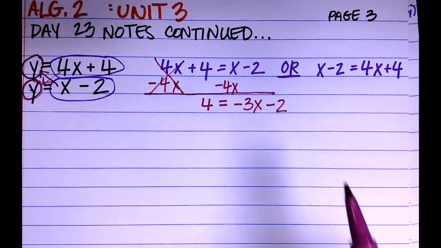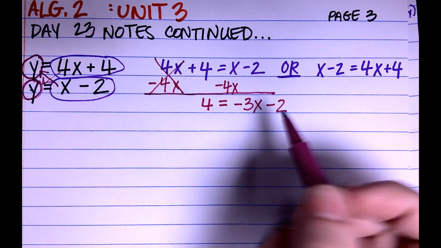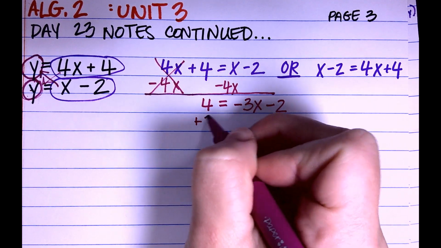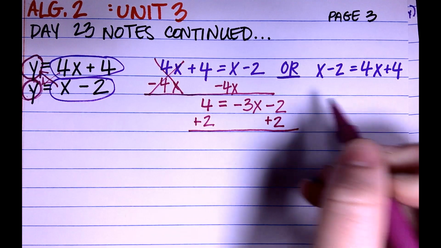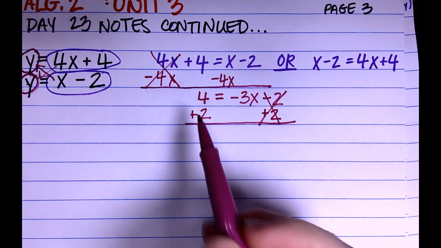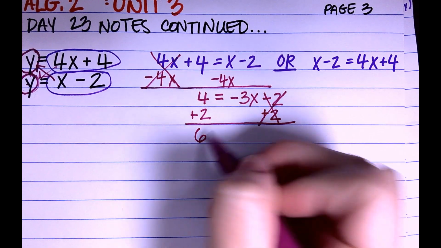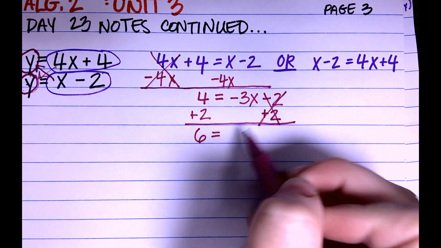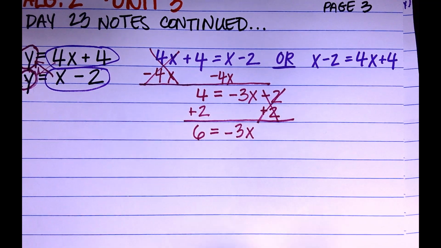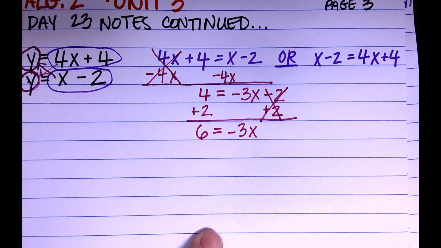Okay, what could I do next? I can add 2 to both sides. My 2's will cancel. 4 plus 2 is 6. Good, I'll bring down my equal, bring down my negative 3x. And what's my last step? Divide.